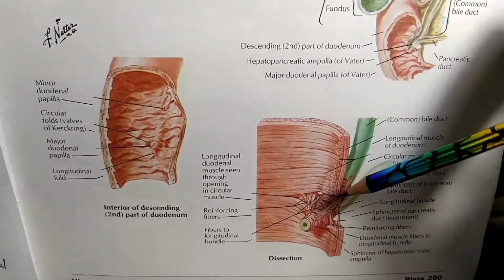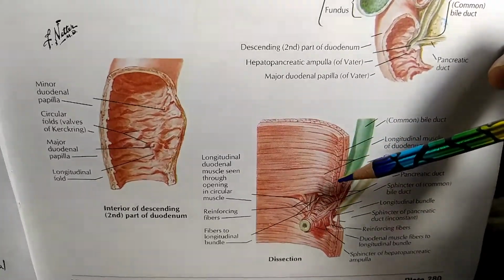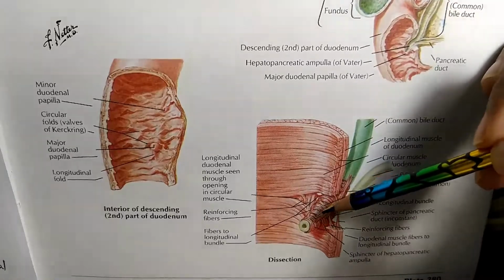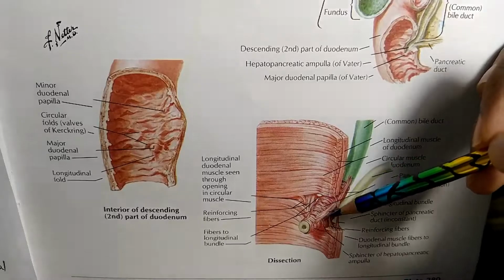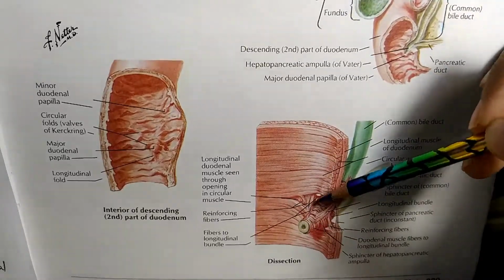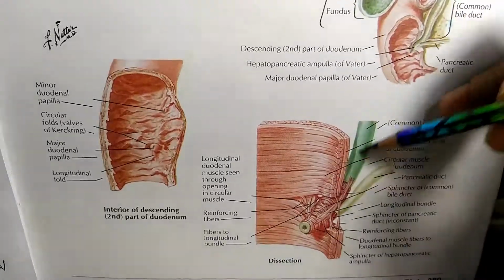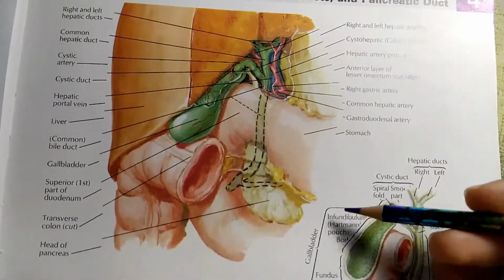Sometimes in the exam this kind of question comes: what is the direction of the ampulla of Vater or its opening? The answer will be posterior-medially. These two ducts open posterior-medially into the intestine. Okay, so let's discuss it.